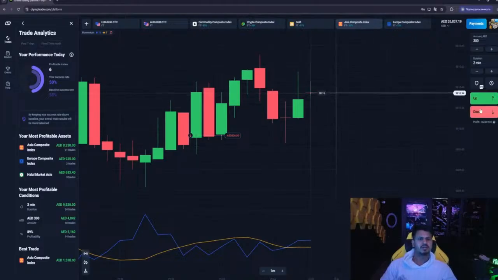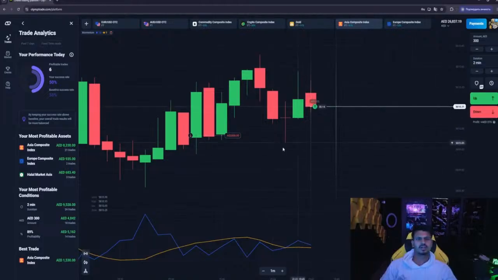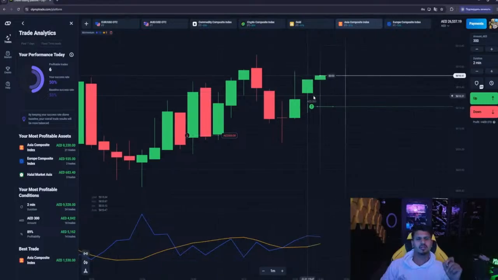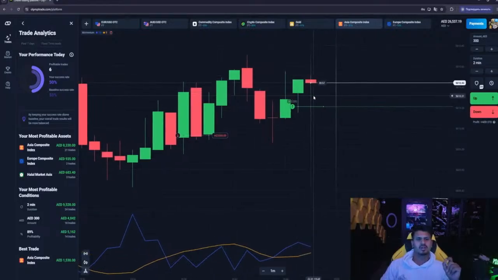20 seconds now. At this moment it seems like it is trying to move to the downside, but actually it's trying to move to the upside, so it has the chances to move in the upper direction. And if I make this for 600 dirham, then it will obviously give me a profit. So 57 seconds remaining now.